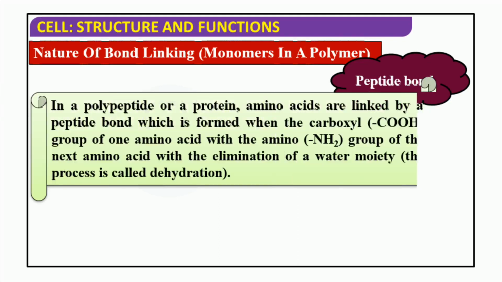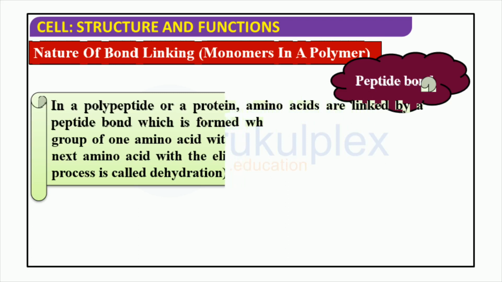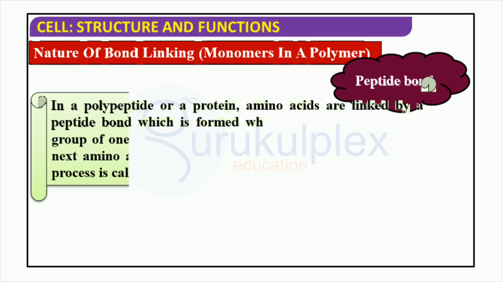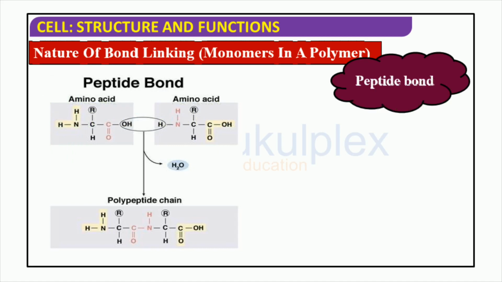This bond is formed when the carboxyl, COOH, group of one amino acid combines with the amino, NH2, group of the next amino acid, releasing a water molecule, which is known as dehydration. The peptide bond is essential for the protein's structural stability and the biological processes it is associated with.